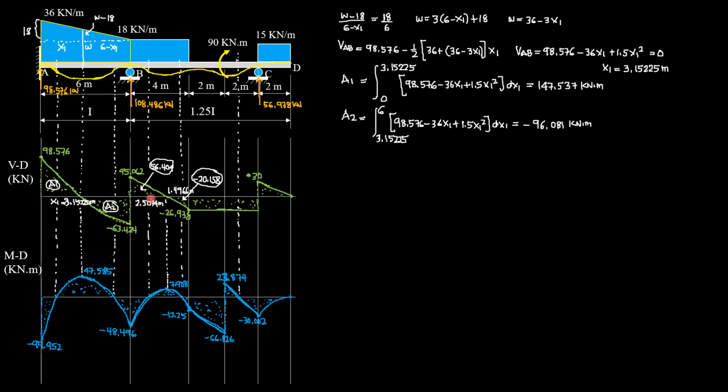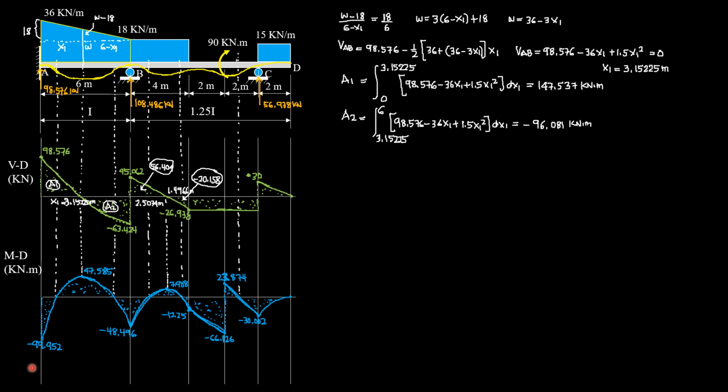This distance, by the way, is 45.062 divided by the 18 uniform load, or by similar triangles, you'll get 2.5034 meters. Therefore, this is 4 minus 2.5034, 1.4966 meters. So the area can be easily computed. 1/2 of 2.5034 times 45.062, that's the area. This is 1/2 of 1.4966 times negative 26.938, that's the area. The rest can be easily computed. So we are now ready to sketch the moment diagram.